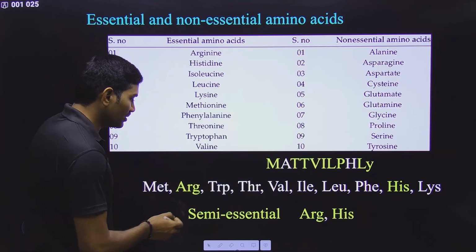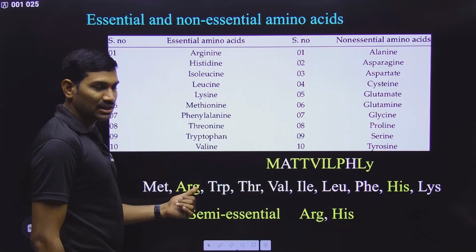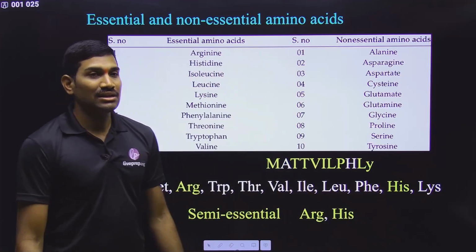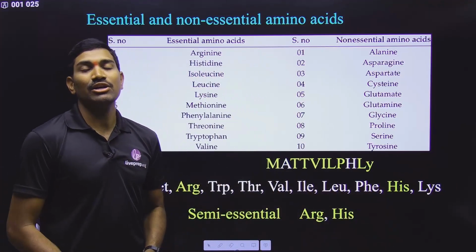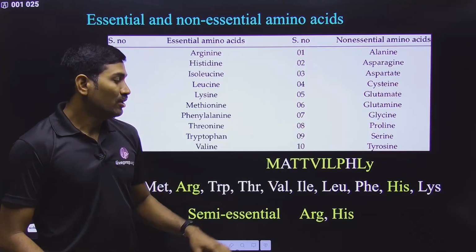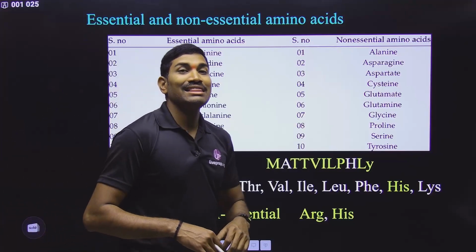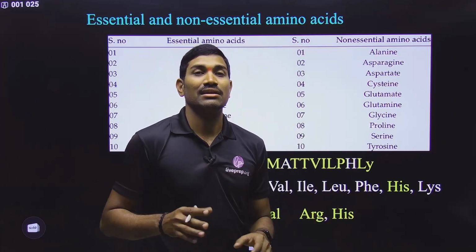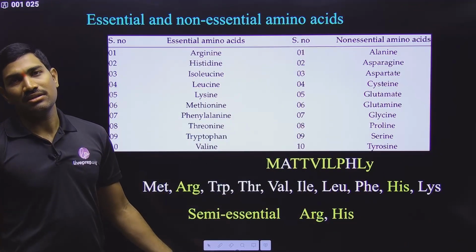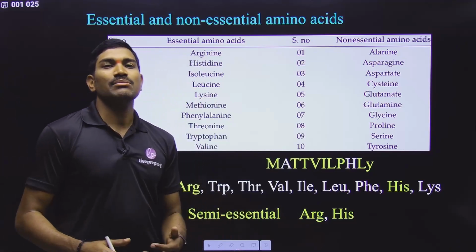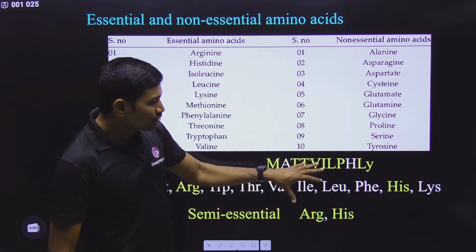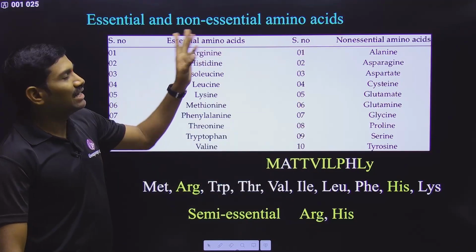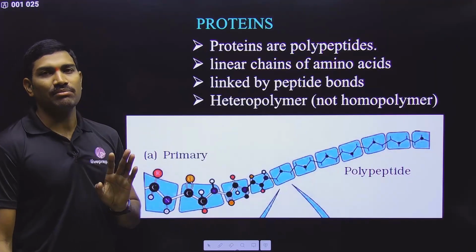In this, if you observe, arginine and histidine, the second one from this side and the second one from that side, are generally considered semi-essential. Why are they semi-essential? Because in the adult individual they are not essential, but in children they are essential. So these are considered semi-essential amino acids. But this list was not mentioned in NCERT. Simply the names are mentioned, so at least that information please remember.